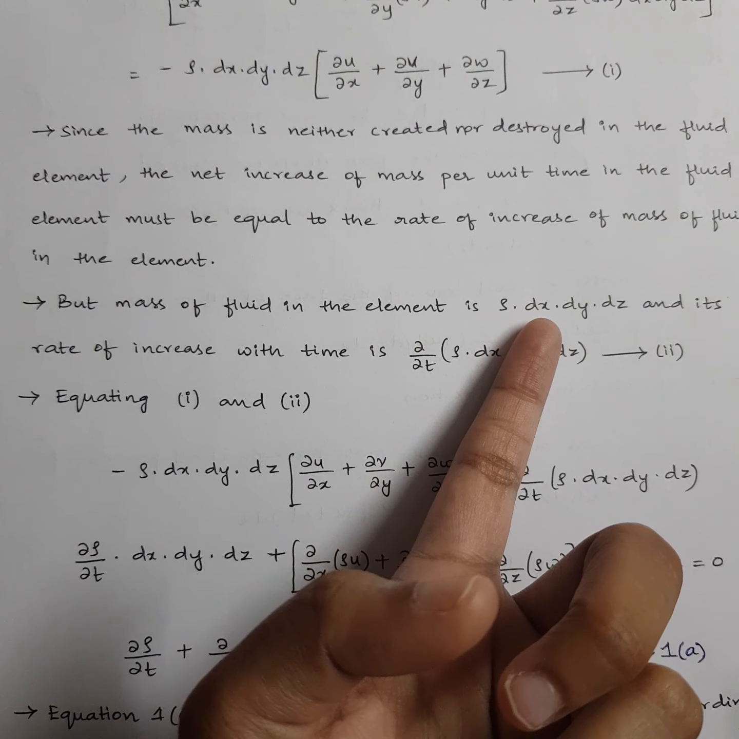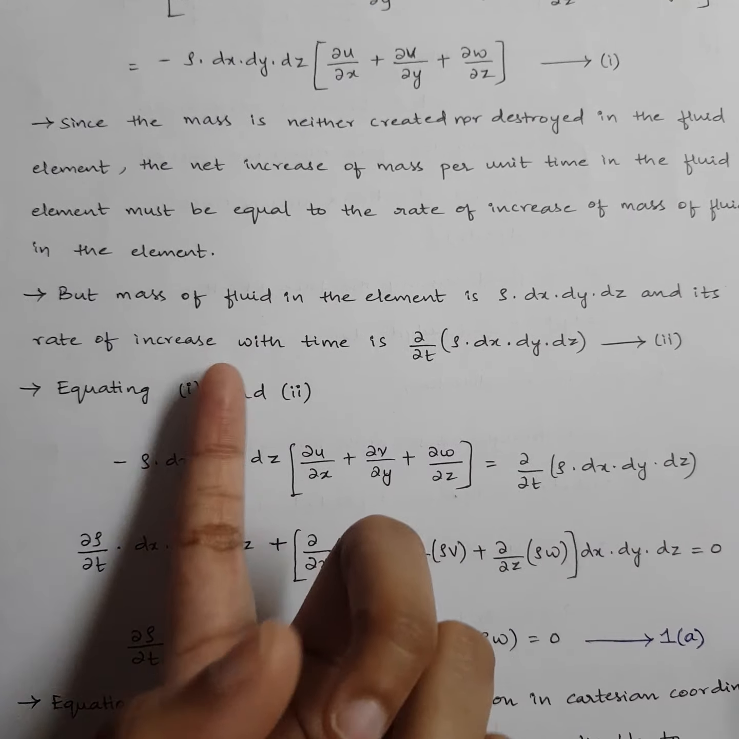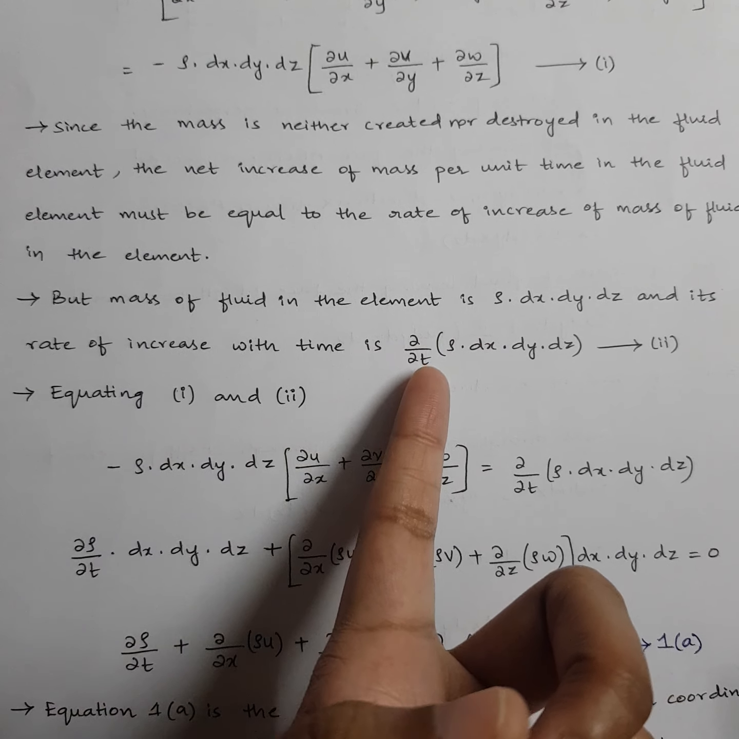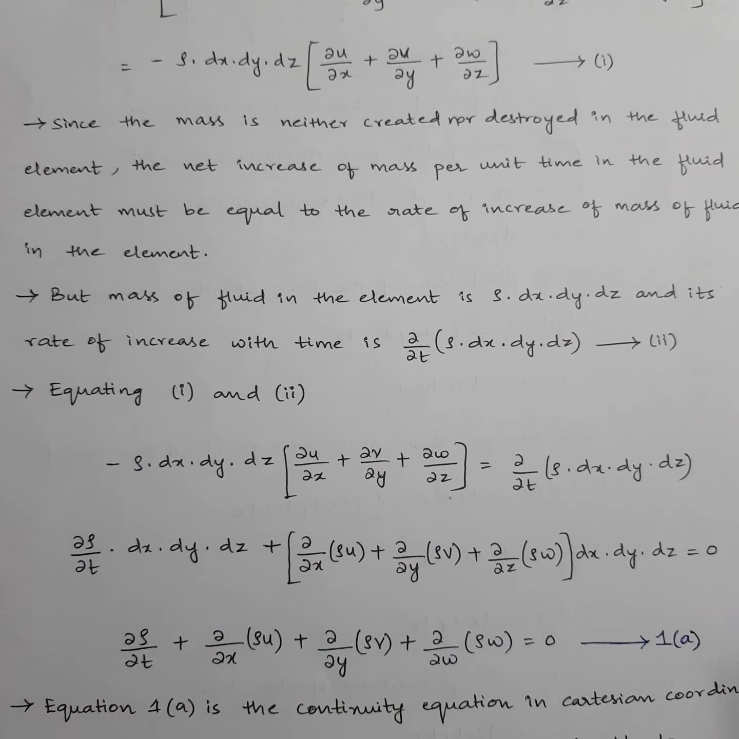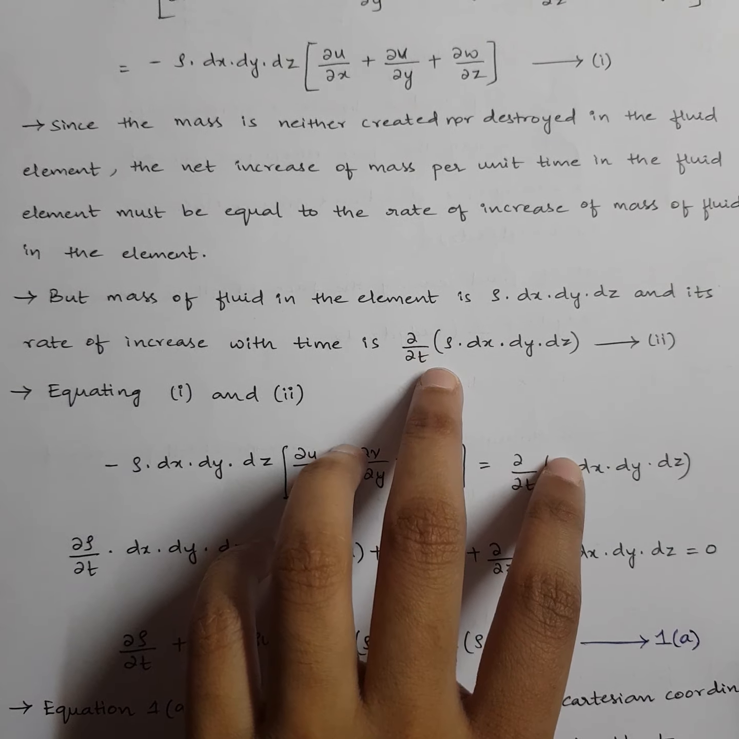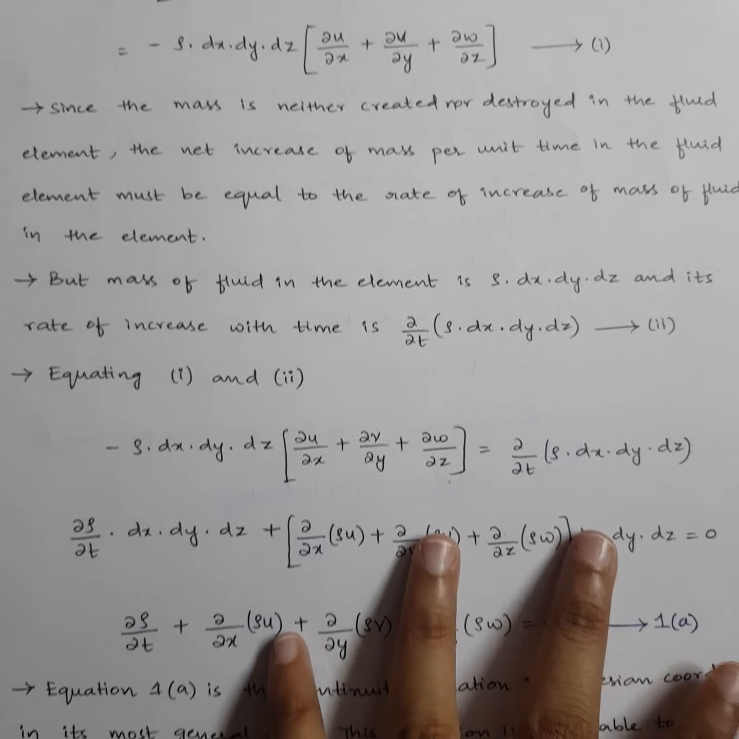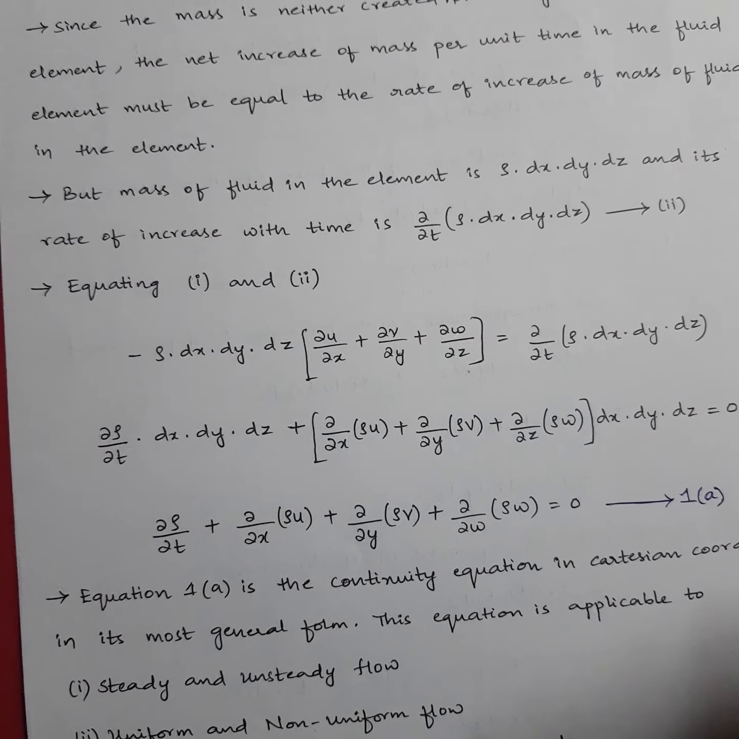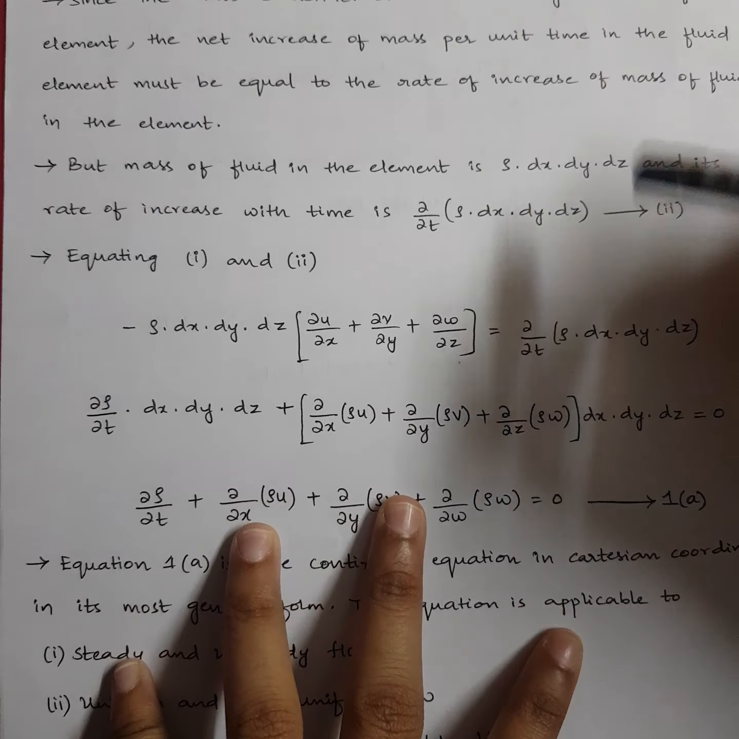So it is a mass, and we are saying it is increasing with respect to time. So just take dou by dou t of this value. This can be written as dou rho by dou t into dx dy dz. Now equating both the equations for equilibrium, equate equation 1 and 2.